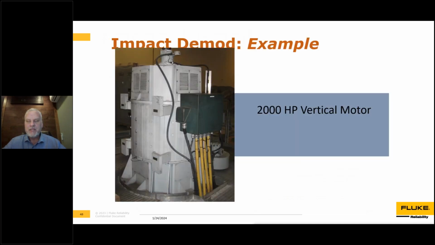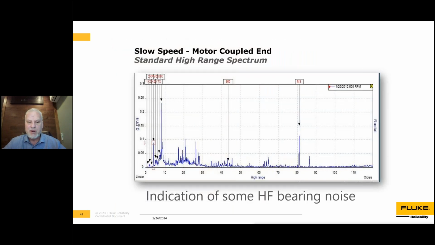I've got a couple of examples that I'll go through, and then we'll see what we have after that. So in this case, a 2,000 horsepower vertical motor. This data set is old. If you guys notice the dates, this is the very first time we used impact DMOD on a set of machines and found this particular issue, back in 2012, I think, when we first started using our tool.